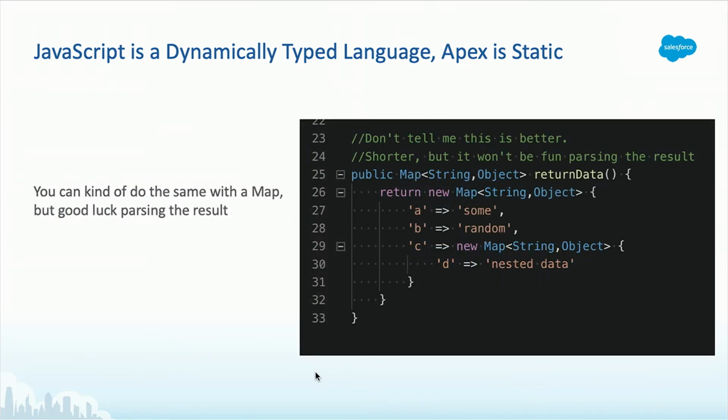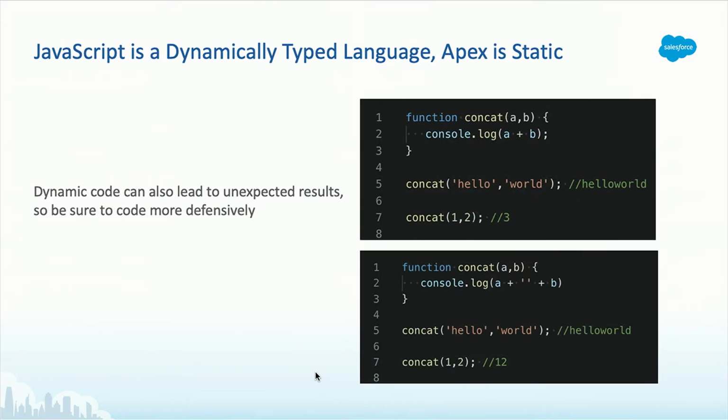Now, you may be thinking, yeah, you can do the same with a map with strings, like a map of string to object. And while this is shorter, good luck parsing that later. It's going to create some more problems down the line. But when you have dynamic typing, you can also get some unexpected results.